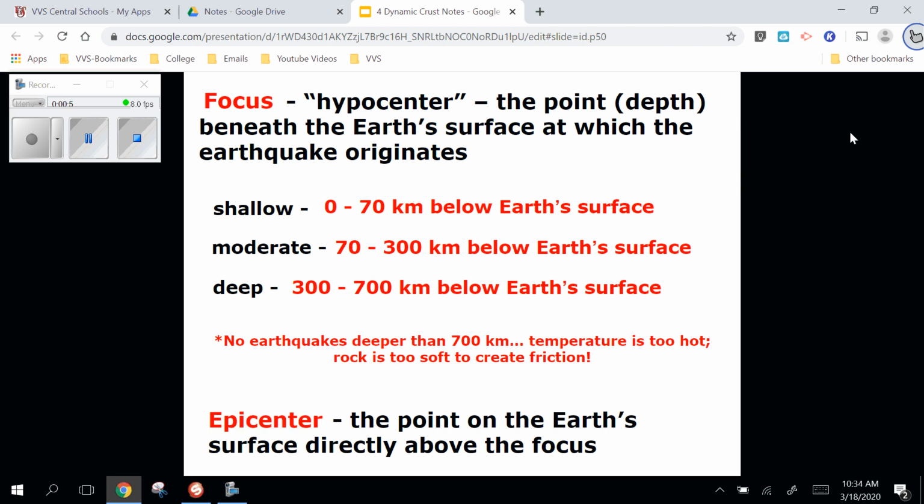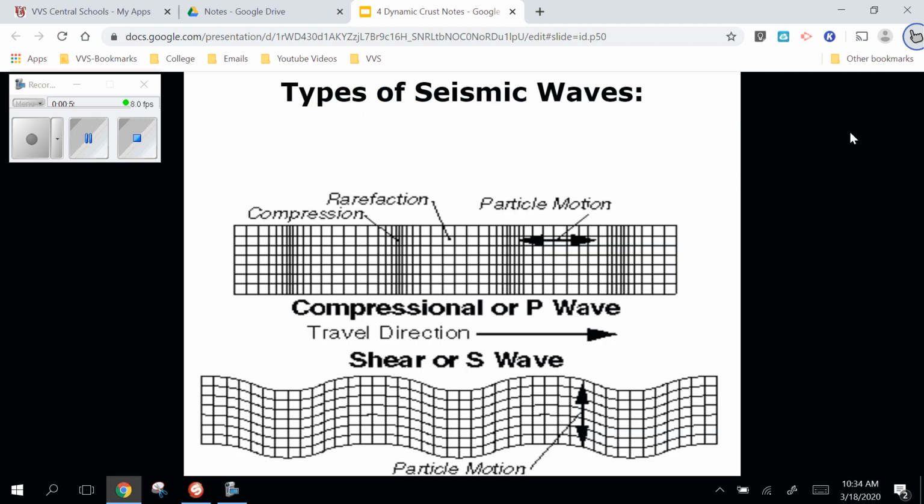The important one is this one, epicenter. Okay? This is what we're going to have to figure out. We're going to have to be able to figure out where the epicenter is on the surface of the earth. All right, so start out with what kind of waves are we going to be working with?